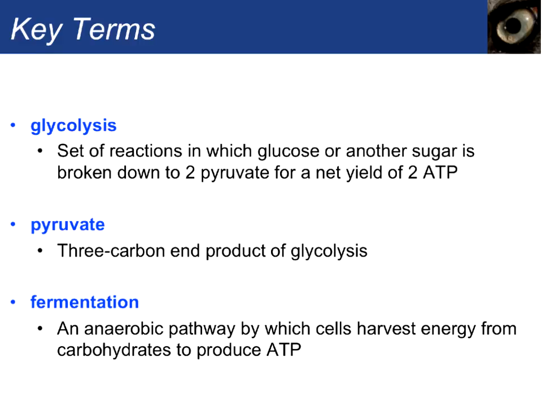This is an anaerobic pathway, meaning it doesn't require oxygen, by which cells harvest energy from carbohydrates to produce ATP. A net of 2 ATP per glucose molecule is produced. So fermentation is the process that happens when only glycolysis happens. So fermentation is glycolysis in the presence of no oxygen.